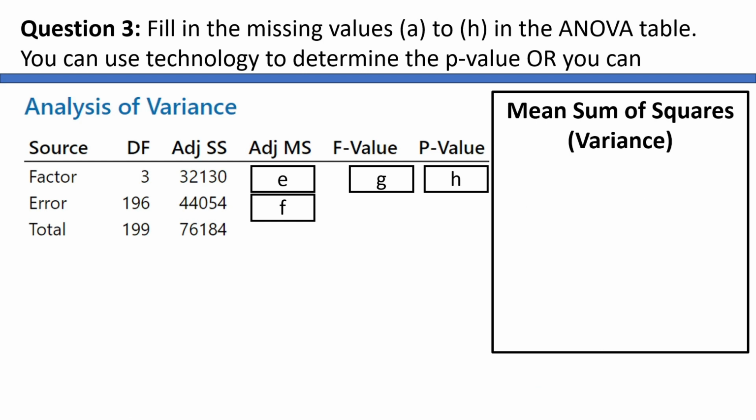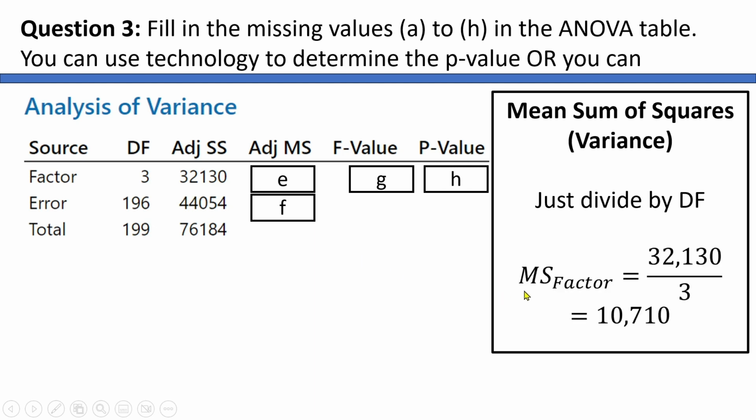Right, so now we look at the mean sum of squares. And here we're making a distinction between what we call variation and what we call variance. So the mean sums of squares are measures of variance. The variance is easy. You just divide by the degrees of freedom. In the first case, the mean sum of squares for the factor, or in other words, the variance for the factor, is just equal to the sum of squares for the factor divided by the degrees of freedom. It's the variation divided by degrees of freedom. And so that's just 10,710.